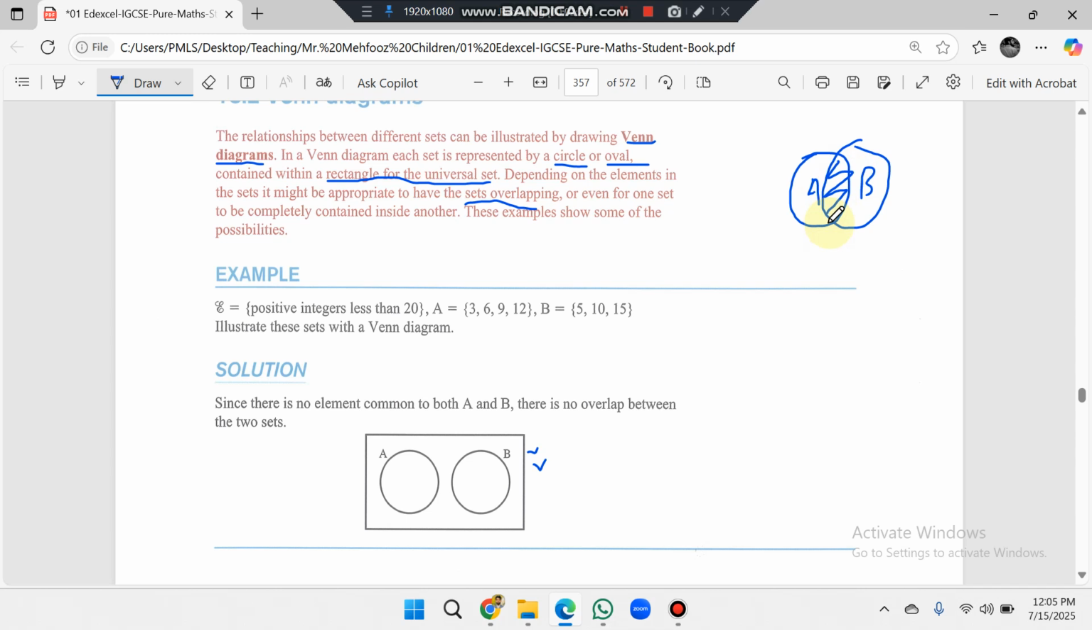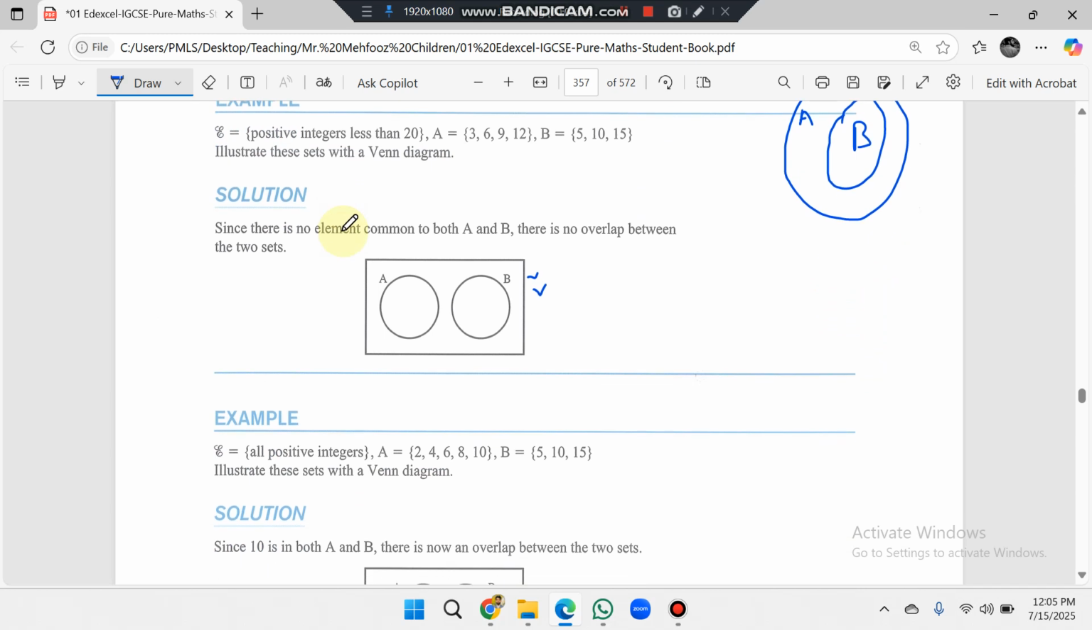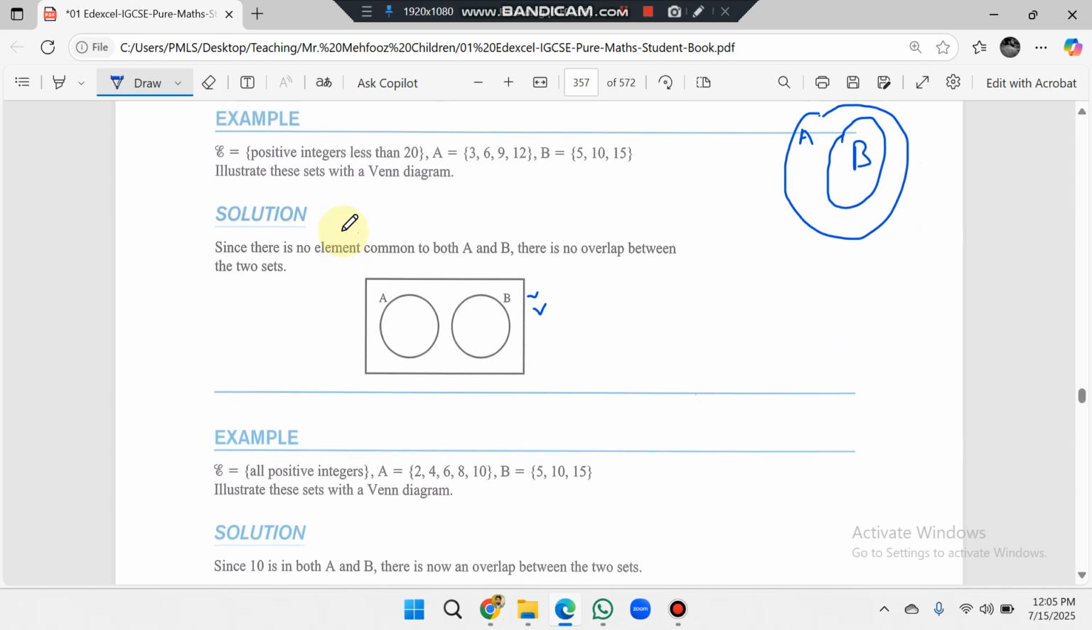The next one is that one set is completely contained inside another. It means that, let's suppose here we have the set A and the set B is inside the set A. So that means that it is completely contained inside the set A. So you can see that I am drawing the sets, but all the sets are in the form of circular shape, right? These examples show some of the possibilities. So here is the first example which we can understand better.